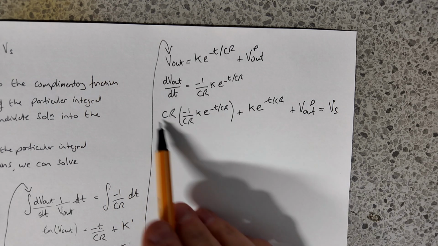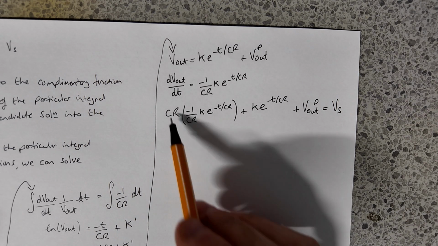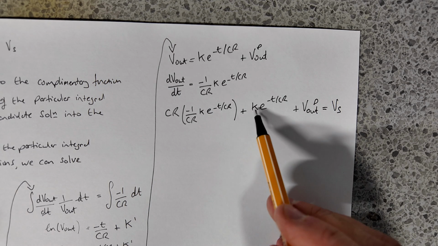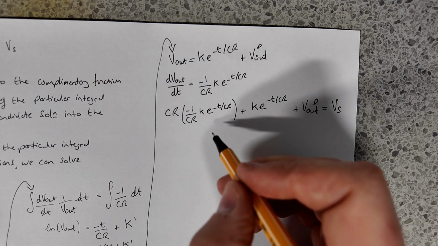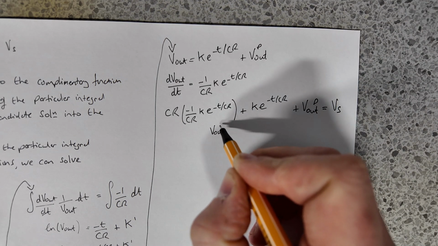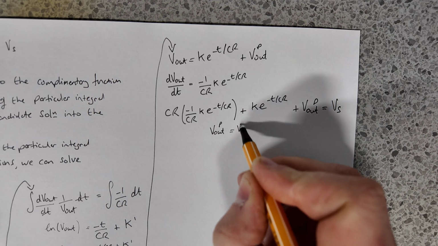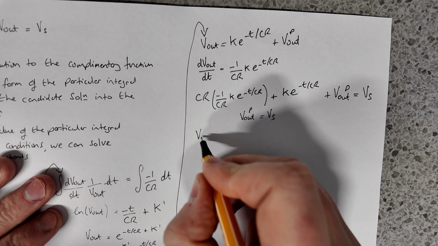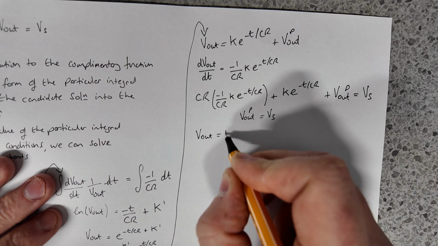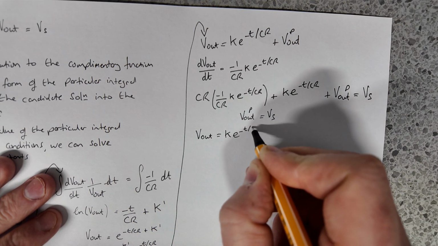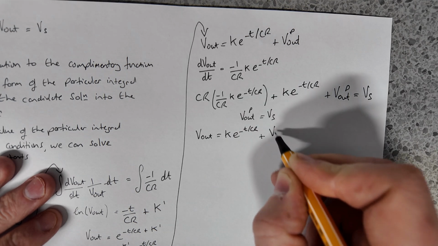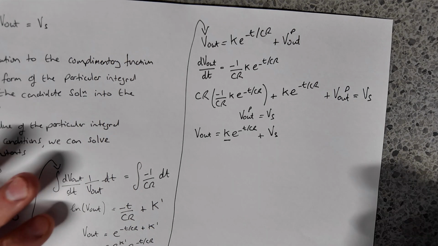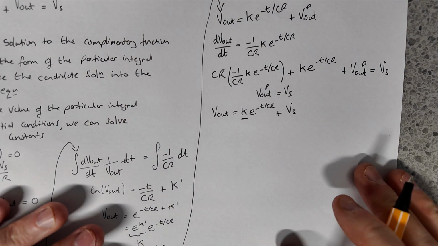Now this bit on the side rather conveniently cancels, so CR cancels with that, minus k e to the minus t over CR plus k e to the minus t over CR, so that all goes to 0. So we're left with V out P is equal to Vs. So our solution is coming together quite nicely now, and the solution so far for our differential equation is k e to the minus t over CR plus Vs. So we just now need to find this value of k from the original constant of integration.